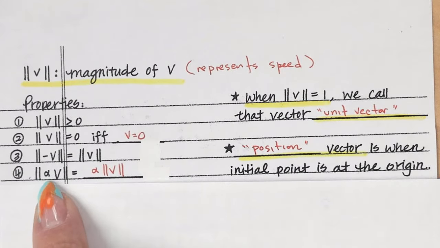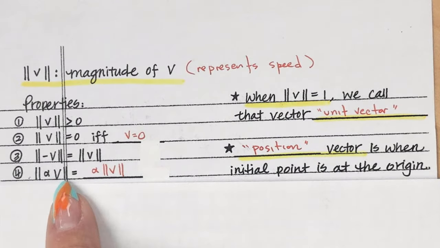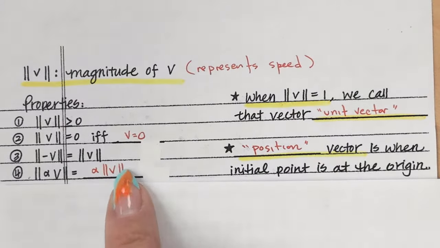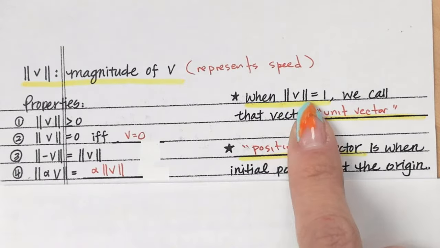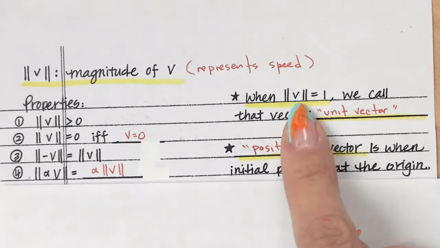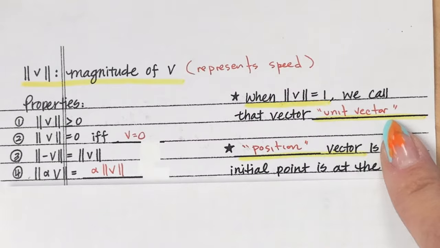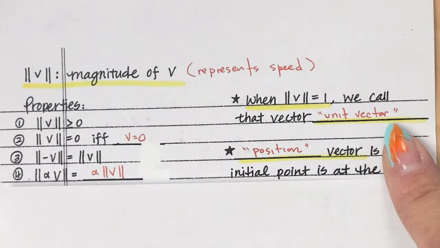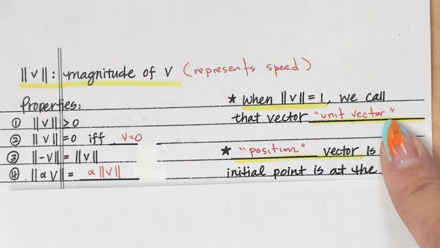And then this is saying that we can basically multiply in any scalar. So 3 times a vector is the same as 3 times the magnitude of the vector, or 3 times a vector and then you take the magnitude. And then right here it says the magnitude equals 1. When the magnitude equals 1, we call that a unit vector. So this is going to become common, this unit vector. Like a unit circle, we have a unit vector. It's just 1 unit long, okay?